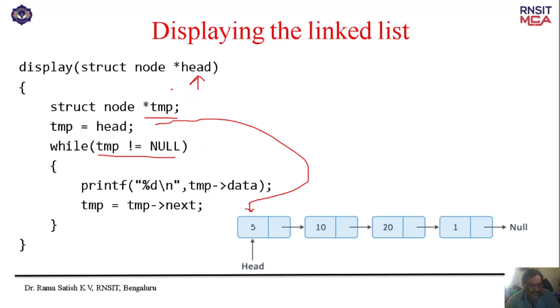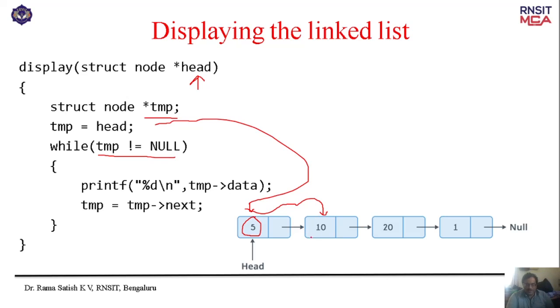So since TMP is a pointer of the structure, the arrow operator is used to access the values, and of course TMP of data. So first 5 is printed. Yes, it is done. Now TMP is equal to TMP of next. TMP earlier was there, and it moves to the next node. Since you say TMP of next, it is moved to the next node.